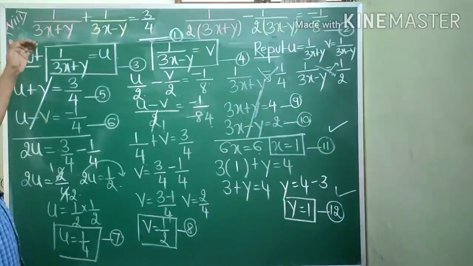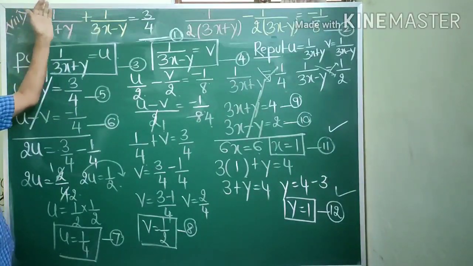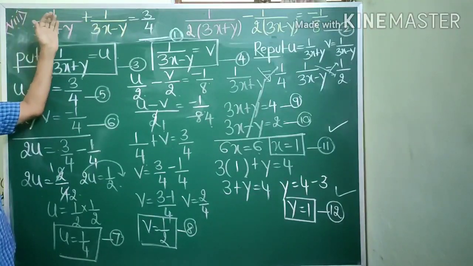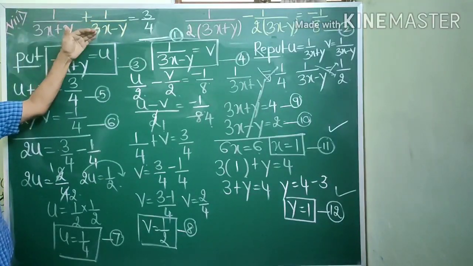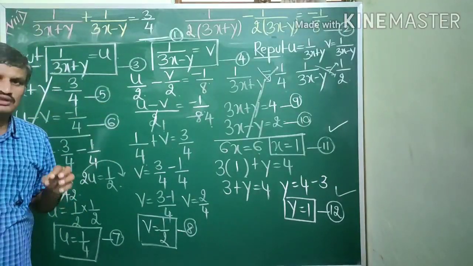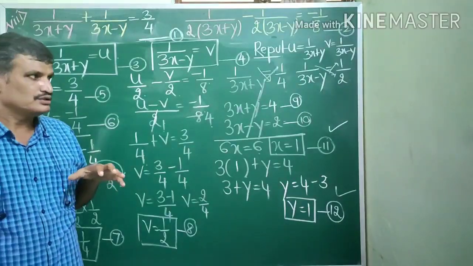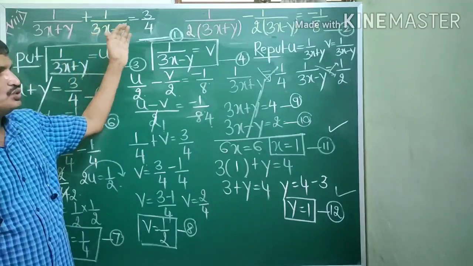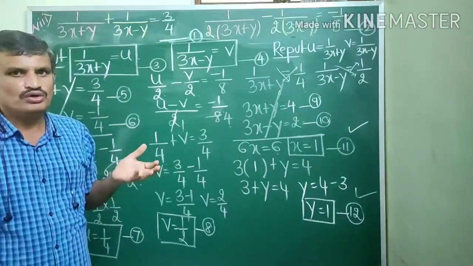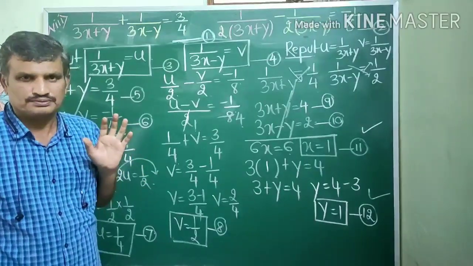So that's how you have to solve the pair of linear equations in two variables when there are two different variables in the denominator. So children, you can see here throughout this exercise the method remains the same. The only thing that is required is you have to put the values of u and v, get the values of u and v, again re-put the value of u and v, and you will get the final solutions.